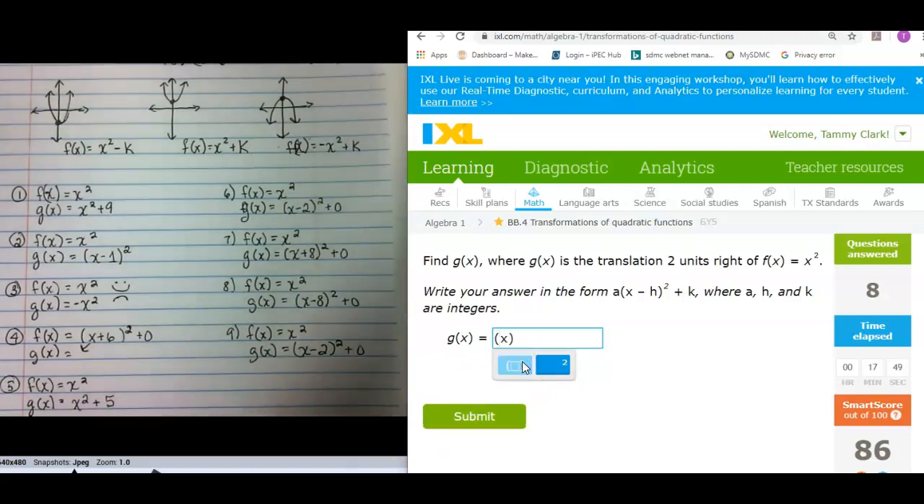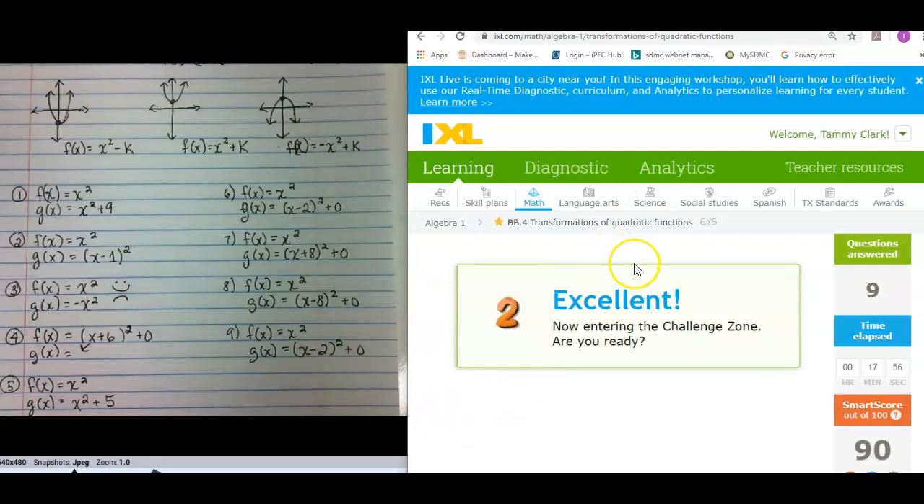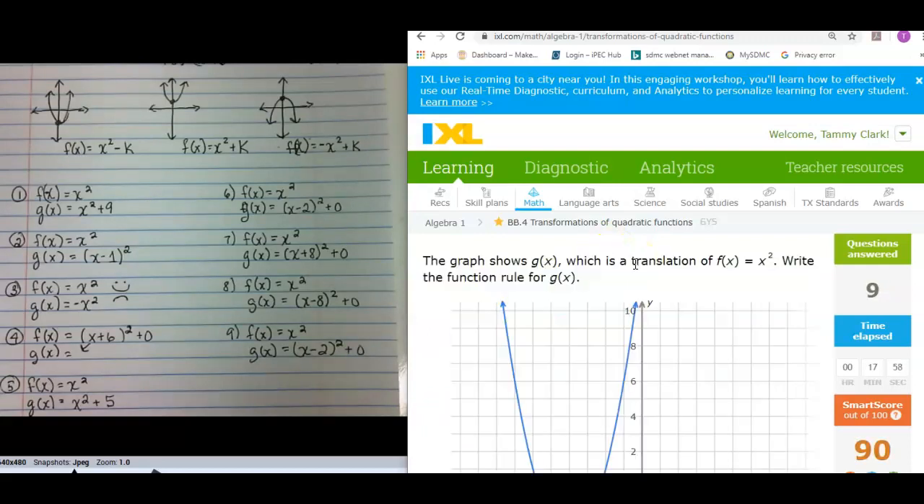I'm looking for one where we have both, so I might go a little bit longer than 10 minutes. Oh, look at us. We're already in the excellence.